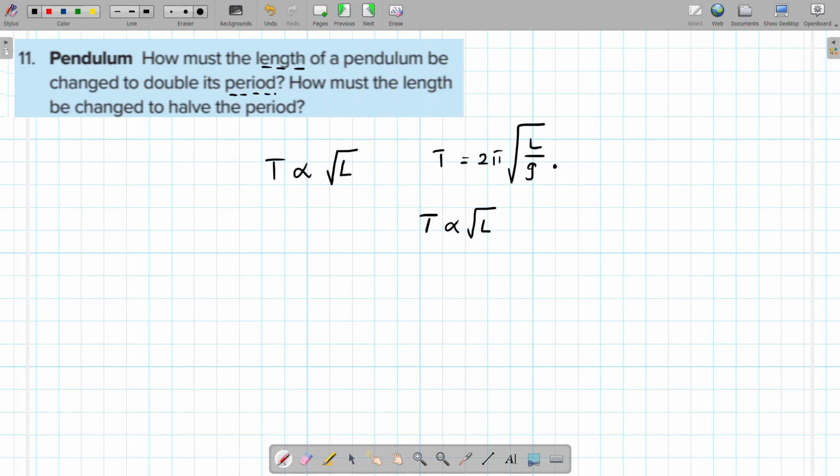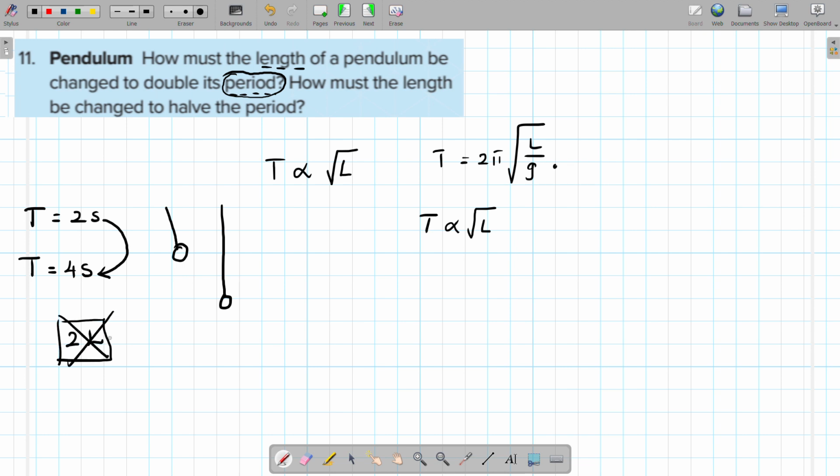Now we are going to find out how the length of the pendulum must change when you want to get double the time period. For example, the time period is 2 seconds, and now I want to make my time period 4 seconds. So how must the length of the pendulum be changed? The common mistake students make is to say that to double the time period, the length of the pendulum should be doubled. This answer is actually wrong.